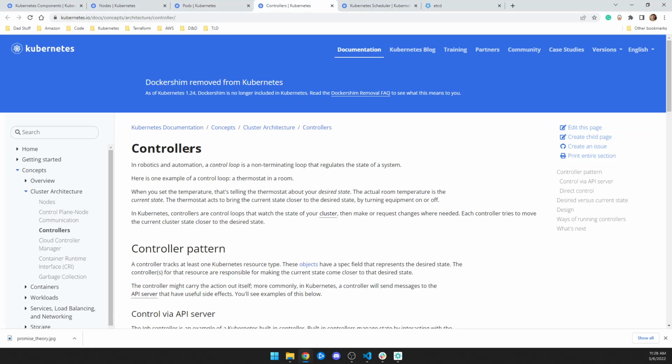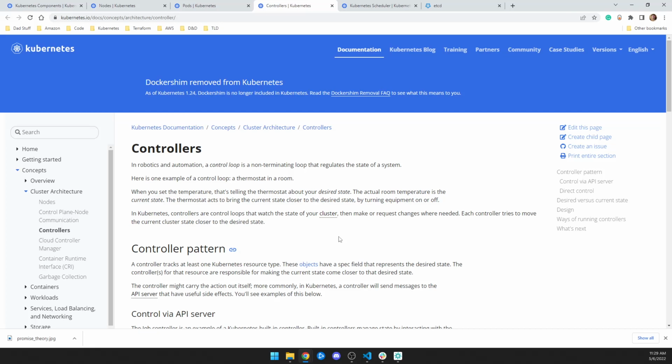And then let's talk about controllers. So I liked the explanation of this. It says that in robotics and automation, a control loop is a non-terminating loop that regulates the state of a system. And the example they give is a thermostat. So when you set the temperature, it tells the thermostat about your desired state, right? I want my house to be 72 degrees or 68 degrees or whatever you want. The actual room temperature is the current state, and the thermostat acts to bring the current state closer to the desired state by turning equipment on and off, right? Turning your air conditioning on, turning your heater on.